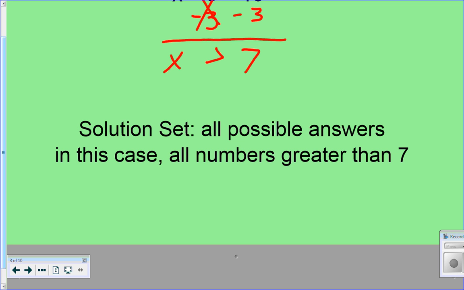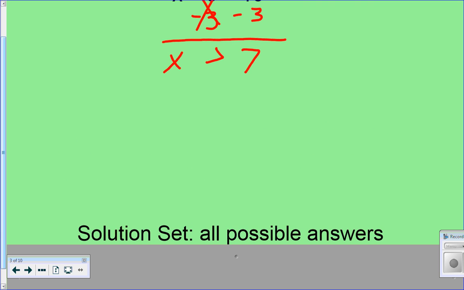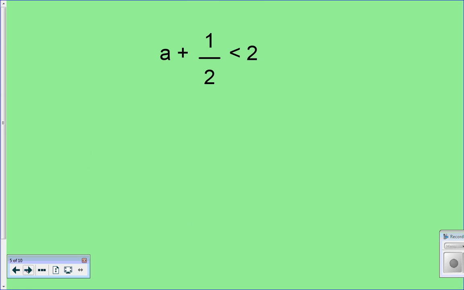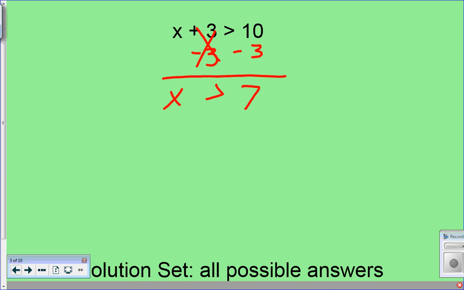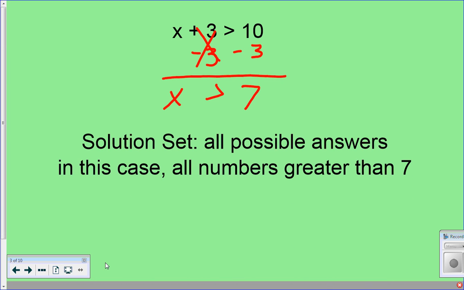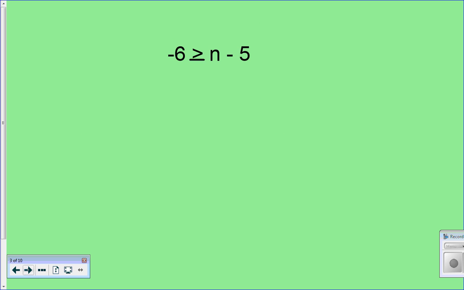Then there's another step to this, and it's called graphing inequalities. So I'm going to show you how to graph this. Let's see. Let's make sure I don't have... Sorry. My bad. Good? All right, let's solve a few more, and then I'll show you how to graph them.